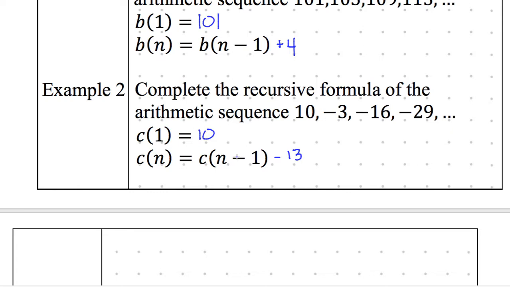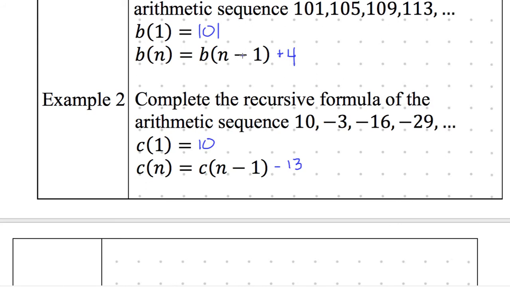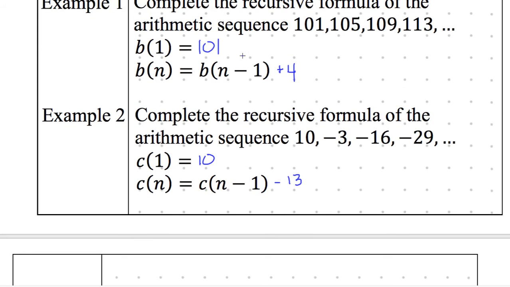All right, again, what are we working with right now? The recursive formula for arithmetic sequence. No, it's not a series, it's a sequence. So all together, we're dealing with the recursive formula for arithmetic sequences. It says it right there at the title. Just want to make sure we know where we're at. All right, go ahead and write your summaries.